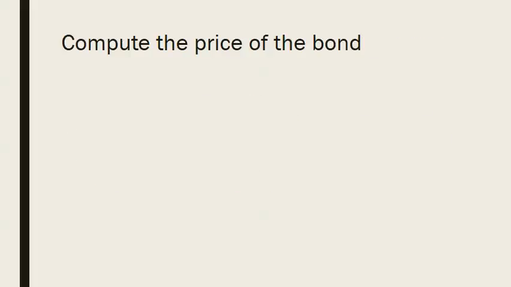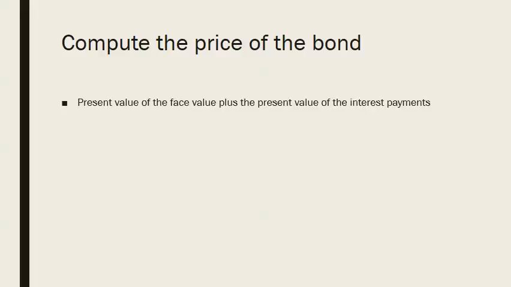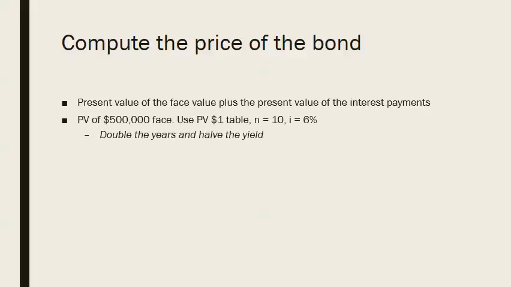Let's compute the price of the bond first. To compute the price of the bond, we take the present value of the face value and add in the present value of the interest payments. The face value is 500,000, and to use the present value tables, we have to double the years to get our semi-annual payments. So 5 years times twice a year is 10, so that's why we have n of 10 here. And we have to halve the yield from 12 to 6% to get it every 6 months. So don't forget to adjust the n and your i when you go to look it up on the table.